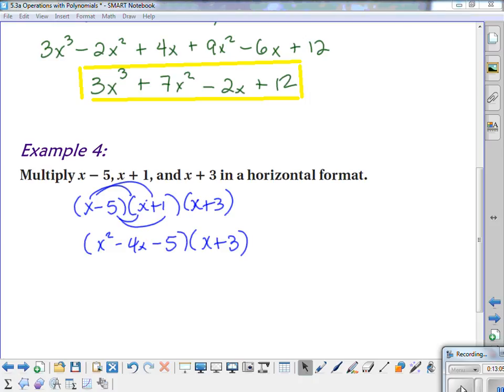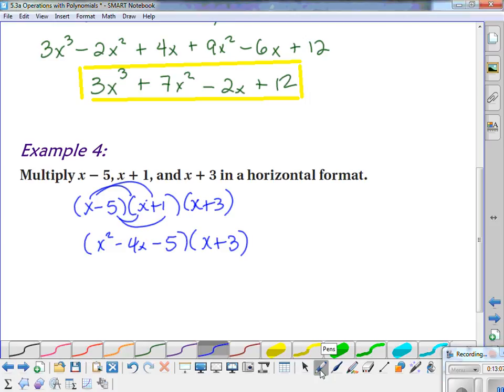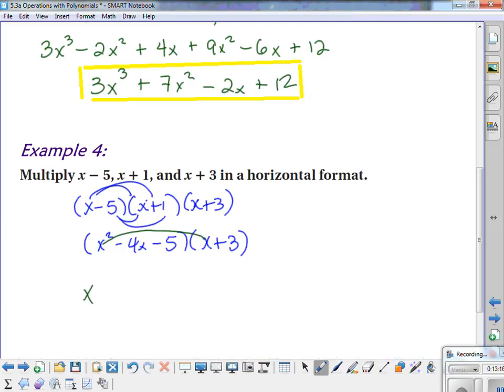All right, so what I'm seeing is some people are trying to just combine the like terms and do it all in their head in one step. So please don't do that. Go ahead and multiply them out. So x times x squared gives me x cubed. X times negative 4x gives me minus 4x squared. X times negative 5 gives me minus 5x. And then 3 times x squared gives me a positive 3x squared. 3 times negative 4x gives me minus 12x. And 3 times negative 5 gives me minus 15.